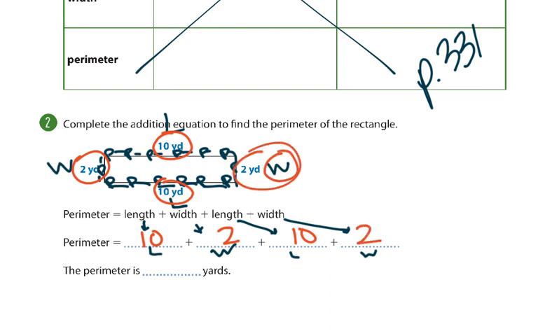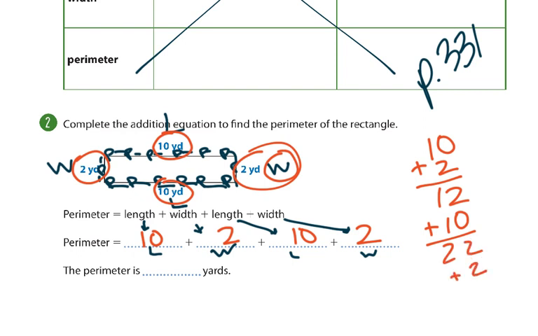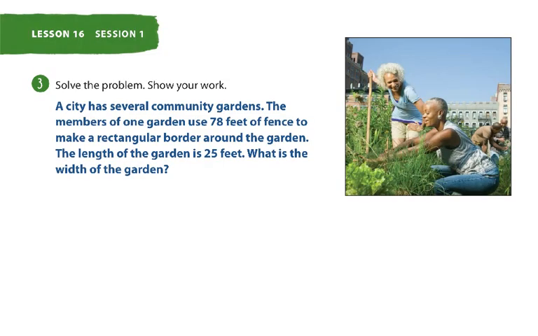So 10 plus 2. 10 plus 2 is 12. Plus another 10. Plus the last 2 is 24. 24 yards is the perimeter. How did that go? Yeah, that's easy. That's just 3rd grade review. Awesome. Turn the page. Let's read the question.